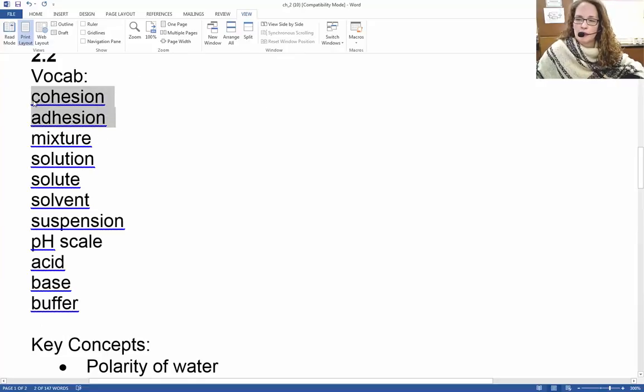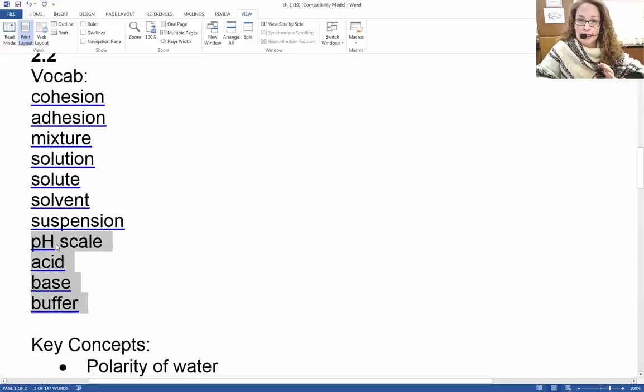Remember, co means peers, so same molecules, and add means to add a separate molecule, so two different molecules. And then you had mixture through suspension, be able to tell the difference between a mixture, solution, and suspension. And then the two parts of a solution, a solute and a solvent. And finally, we paired together pH through buffer.